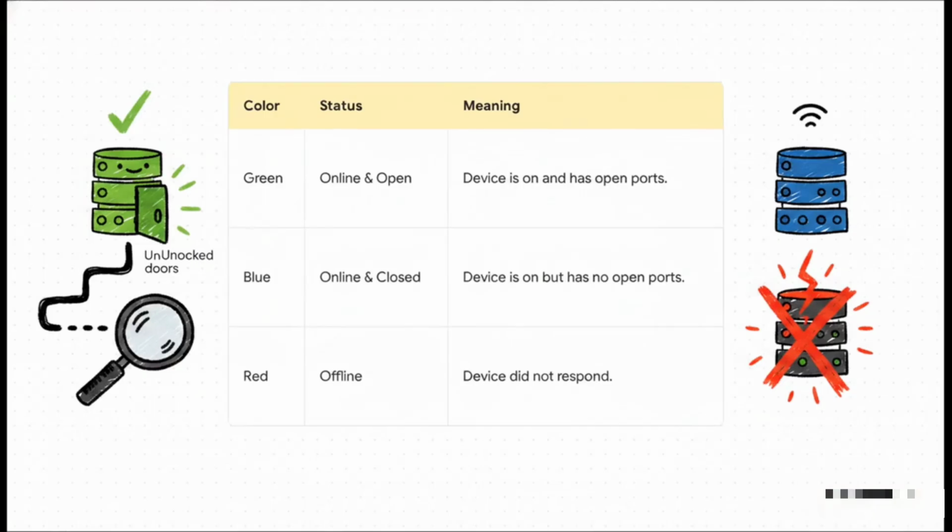When you run a scan, you'll probably see results color-coded like this. It's actually super simple. Green means a device is online and it has some of those unlocked doors, or open ports we just talked about. Blue means the device is online, but all its doors are locked up tight. And red? That just means the scanner knocked, but nobody answered. The device is probably just turned off.